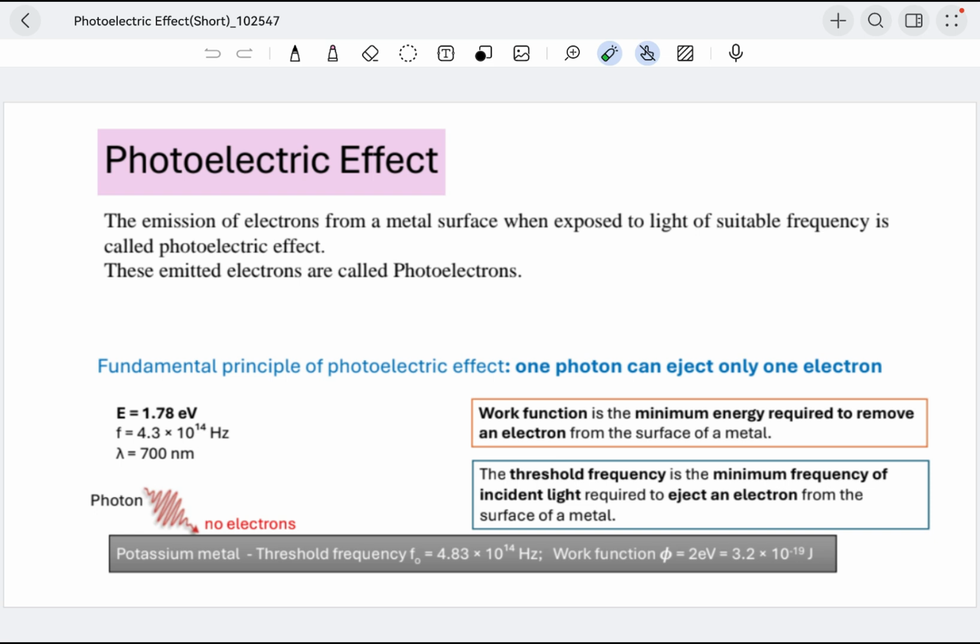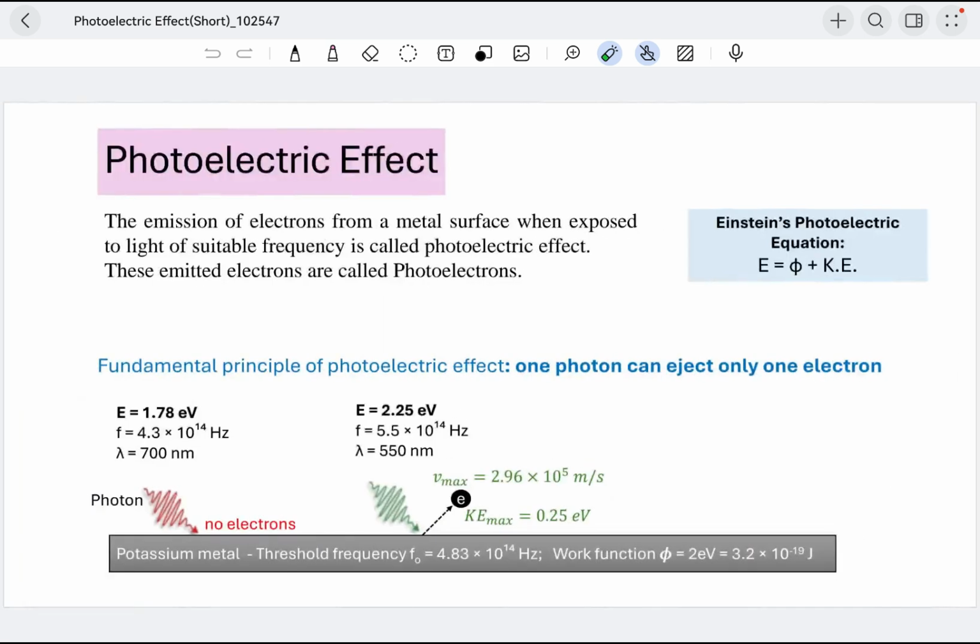Let's move on to another example. This time we have taken the green photon. The green photon has an energy of around 2.25 electron volt, whereas the work function of this metal is 2. So now the energy of this photon is more than the work function of the metal. More than the work function means we can easily eject the electron. So we call this electron the photoelectron.